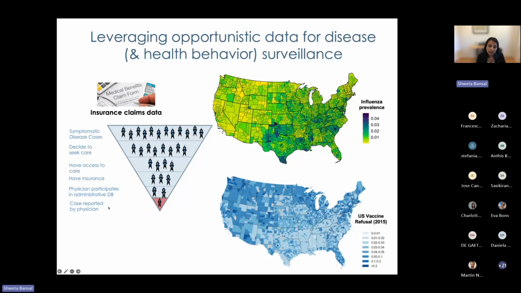And so really, we're seeing a tip of the iceberg here with respect to all cases of disease or a particular health behavior. So we try to be very careful to capture these different measurement processes as we think about our estimates for both disease and health behavior.